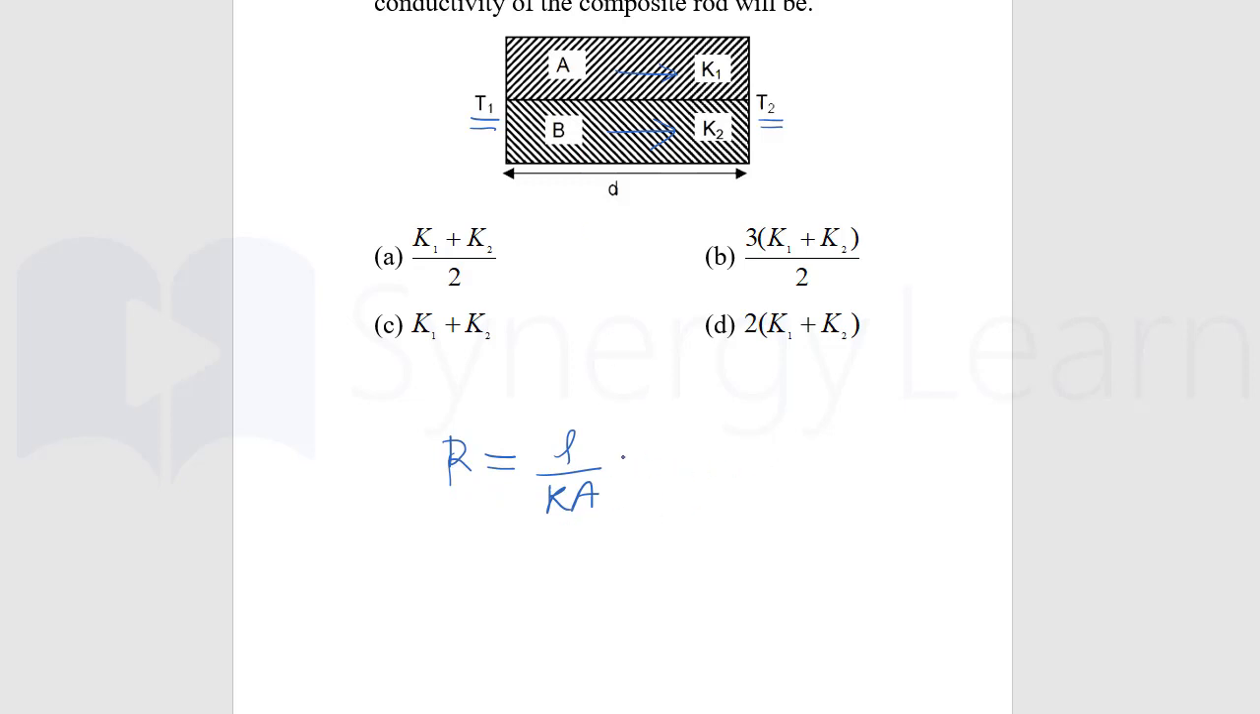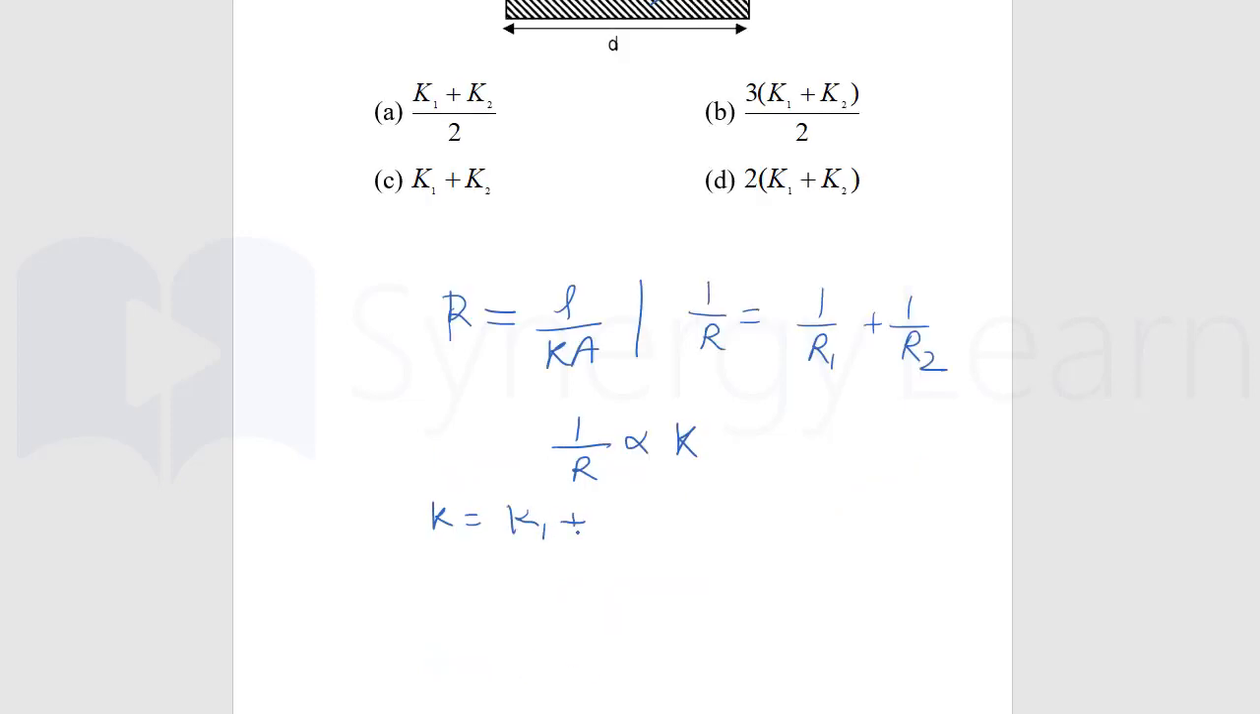And the second thing which comes to mind is that the two rods are connected in parallel. So 1 by R is equal to 1 by R1 plus 1 by R2. So 1 by R will be proportional to K. So if you replace 1 by R with K, then what relation do you have? We have the relation K is equal to (K1 plus K2) by 2.